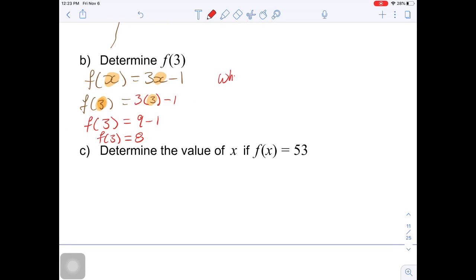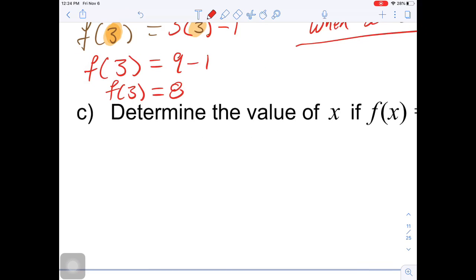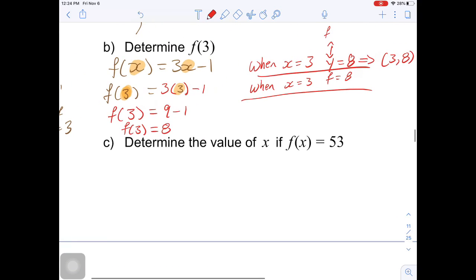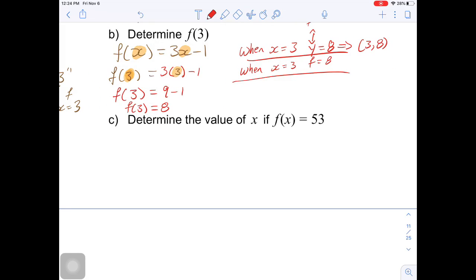So f at 3 equals 8. So when x equals 3, y equals 8. And remember, that represents a coordinate point, 3 and 8. Remember, y has been replaced with f. So you can also say when x equals 3, f equals 8. Okay, so now we have solved, because remember, f and y are the same thing. Let's do one more here, c. Determine the value of x if f of x equals 53.